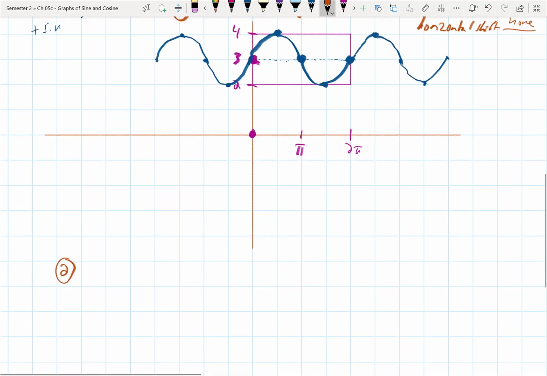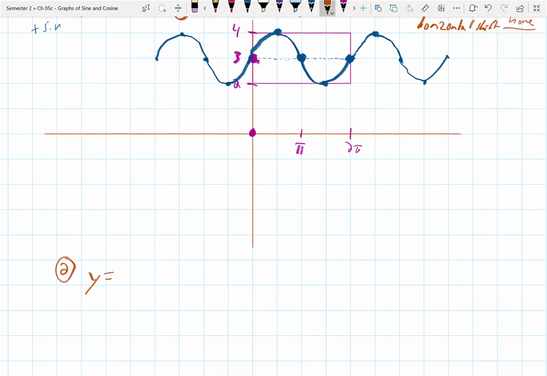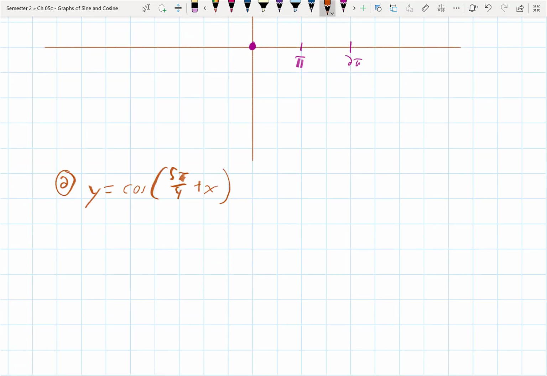Let's do a left-right shift. So let's say y equals cosine of 5 pi over 4 plus x. And we're going to denote a few things under this. We're going to talk about the vertical stretch, the period, then the vertical shift, and then the horizontal shift.